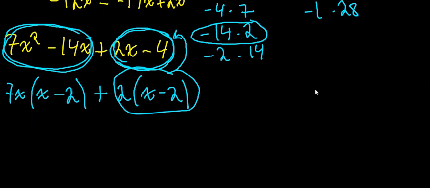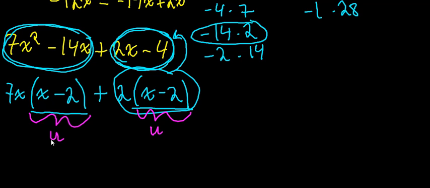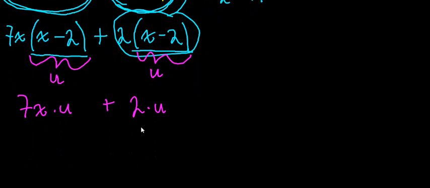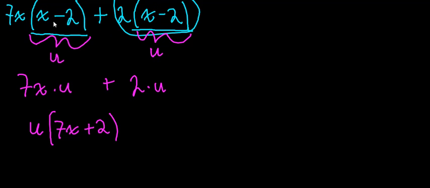So, look at this. We have an x minus 2 over here, and we have an x minus 2 over here. Let's say that x minus 2 is just equal to some variable u. So if I wanted to rewrite this, this would turn into 7x times u plus 2 times u. And look at this. By the distributive law, each of these terms have a u in common, so I can distribute out the u to give me u times 7x plus 2.